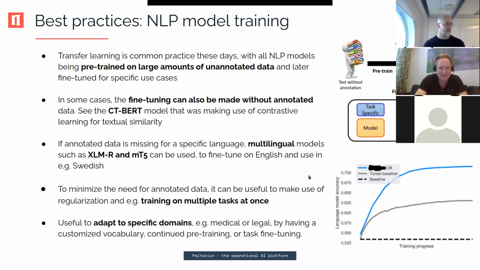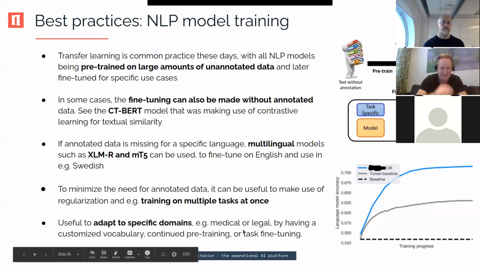Yes, and what else? Perhaps the last point here I think is worth mentioning. Excuse me a second.